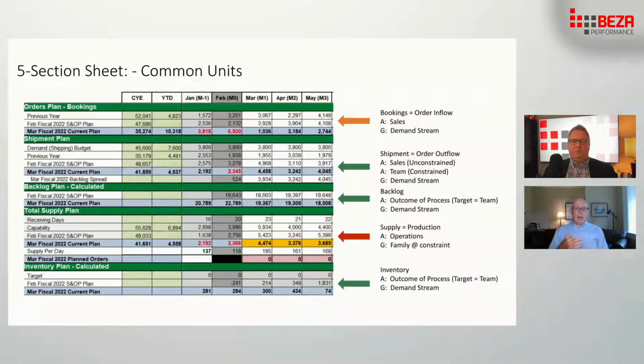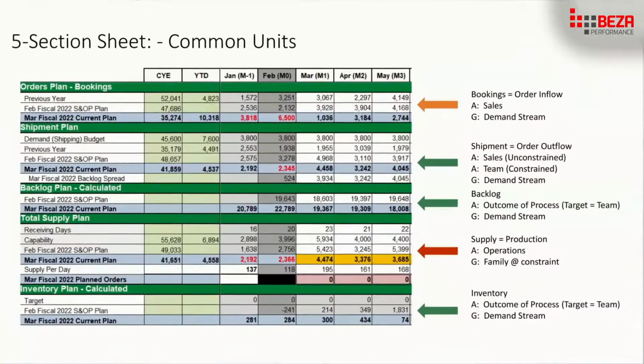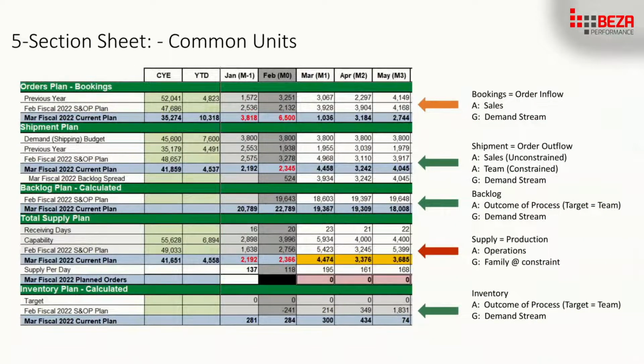So I'm bringing this slide up, just this idea. This is that 5-section sheet that really has those pieces of data that I talked about: bookings, shipments, backlog, my supply plan, which has capability as part of that, and my inventory plan. And if you look at that, I've got to have those all in the same unit because it's essentially a math problem in how well balanced the plan is. And I'll talk about that a little bit more on the buffer side of things.